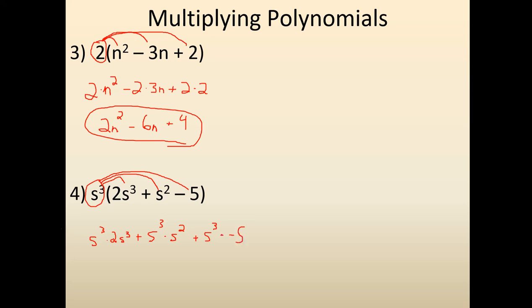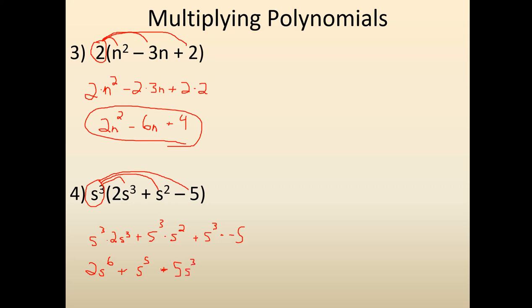So coefficients are 2 and 1, so multiply those and you get 2. The exponents add, so 3 over here and 3 over here is 6. Plus, this is s cubed times s squared. So again, add the exponents, I get s to the 5th. And then this one, there's no exponents to worry about, so I just tack this coefficient onto the s, and I end up getting negative 5s cubed.